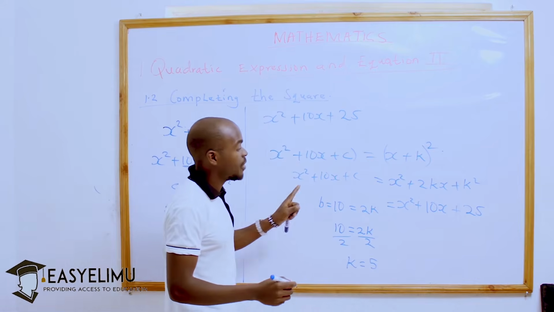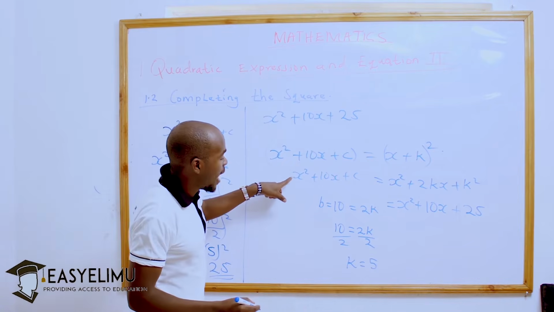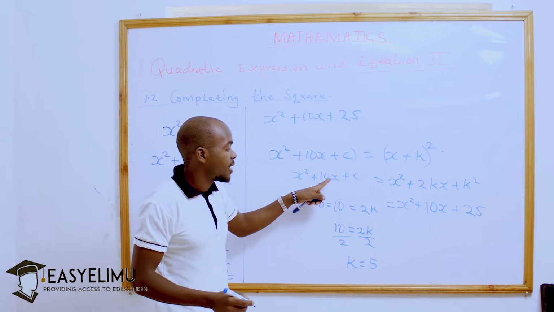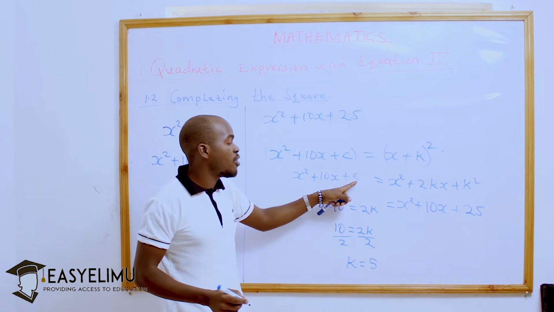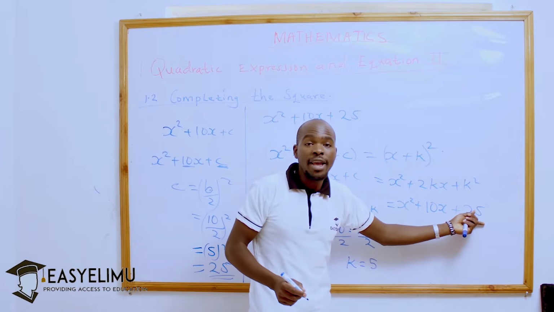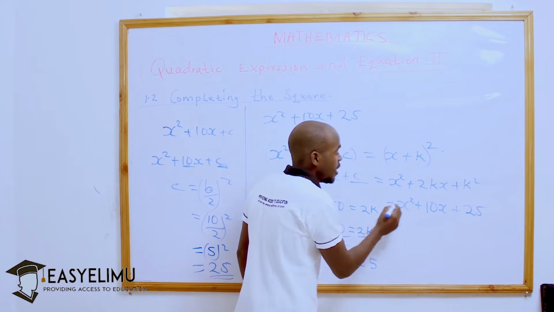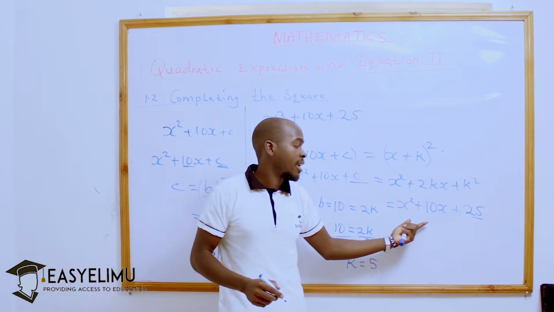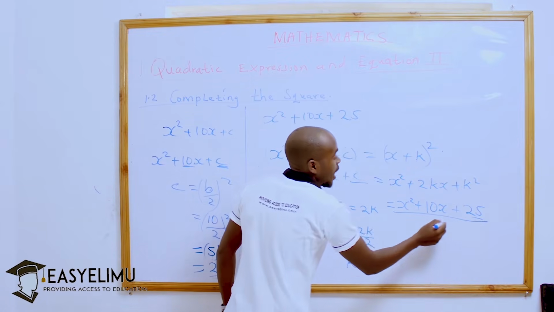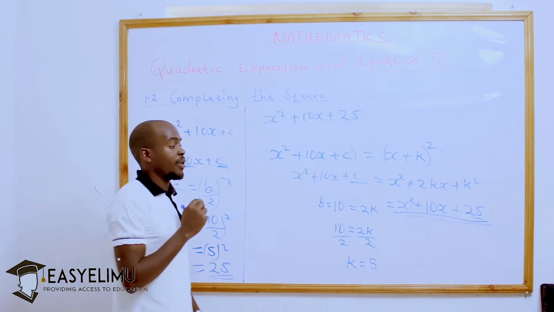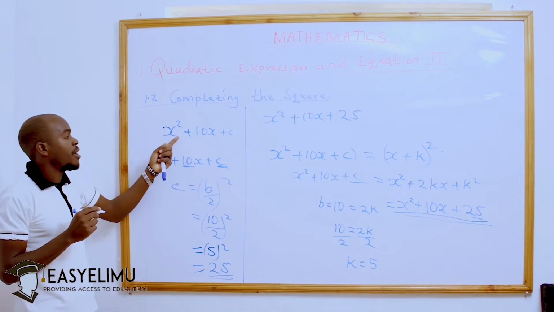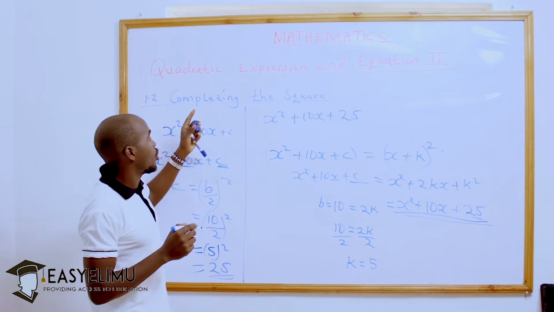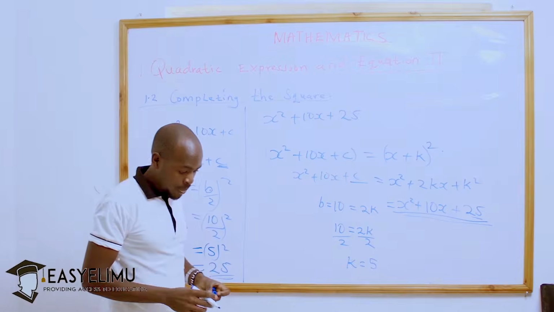So comparing the coefficients, a is 1 and is also 1. We find 10x, but the value of c will now be represented by 25. So c is equal to 25, and our quadratic expression is written in this form. So this is our quadratic expression of x squared plus 10x plus c using completing the square.